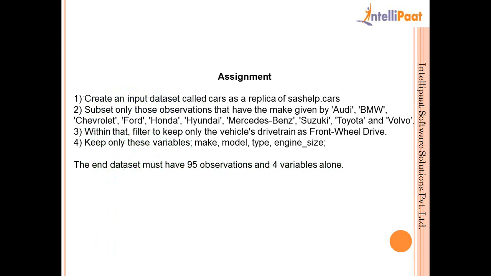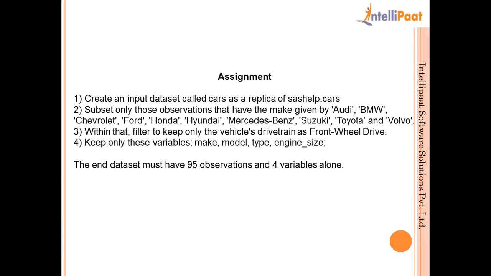That's the assignment. It says: create an input dataset called cards as a replica of SASHELP.cards. Subset only those observations that have the make given by Audi, BMW, Chevrolet, Ford, Honda, Hyundai, Mercedes-Benz, Suzuki, Toyota, and Volvo. Within that, filter to keep only the vehicles with drivetrain as front-wheel drive. Keep only these variables: make, model, type, engine. The end dataset must have 95 observations and 4 variables alone.